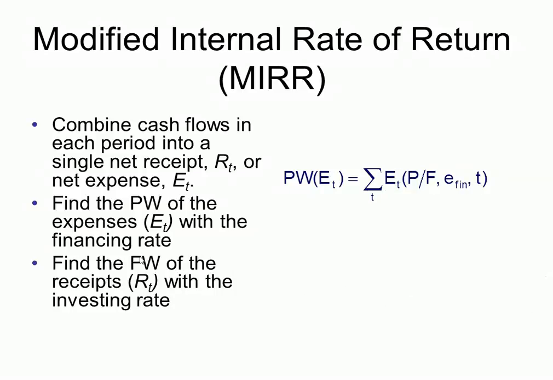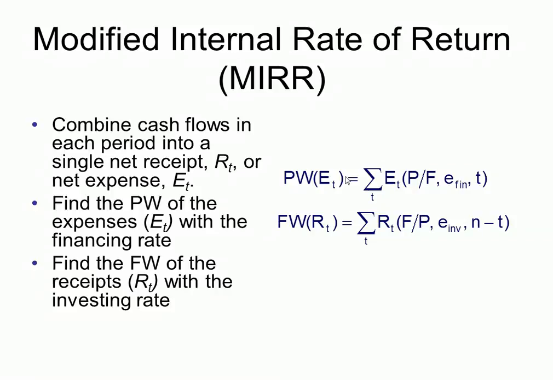And then find the future worth of all the receipts with the investing rate. So notice these are different rates. This E financing is our financing rate, and this E investing is the investing rate. So again, the costs are moved to the present, and all the benefits are moved to the future.